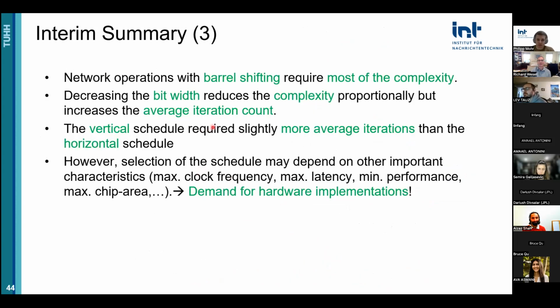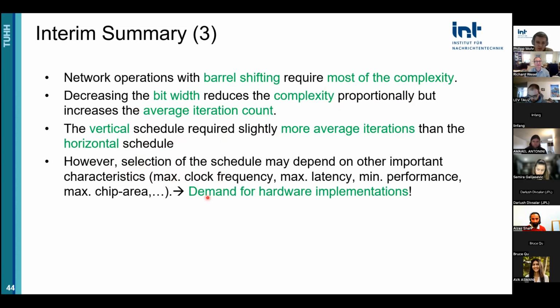And this completes the talk here. So we saw that the barrel shifting requires most of the complexity, and the bit width reduces the complexity proportionally, but increases the average iteration count. And for the vertical schedule, we required slightly more average iterations. So there's a slight advantage maybe for the horizontal schedule, but the final choice depends on the target architecture.